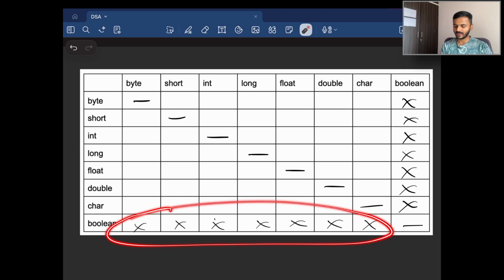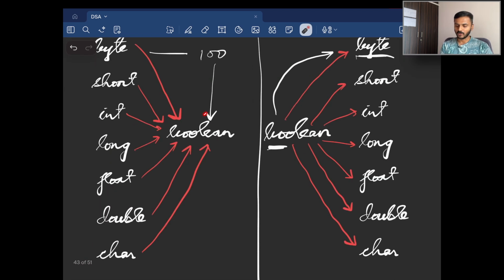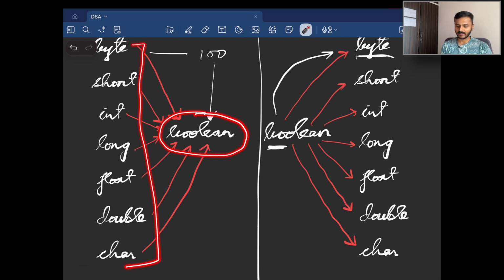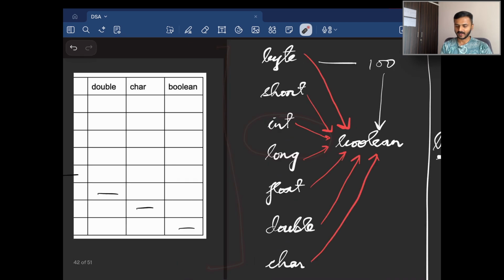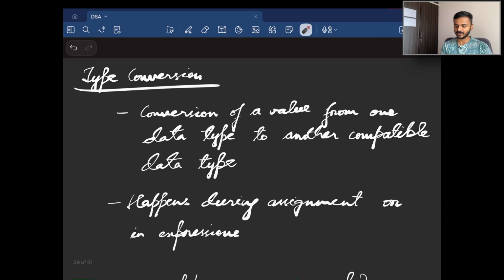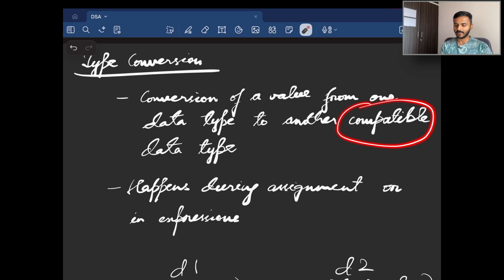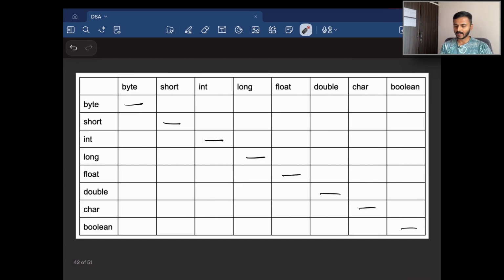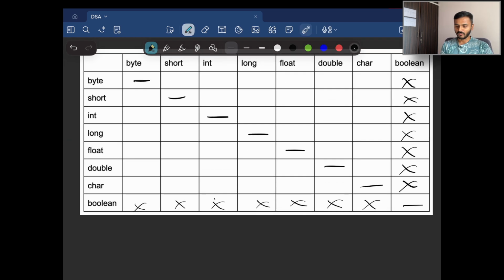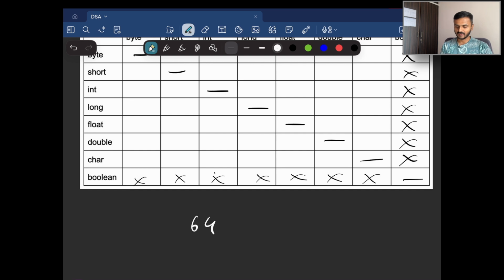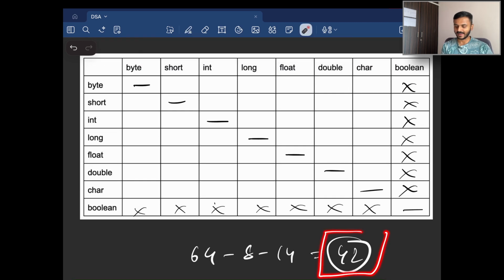And we have got 14 where the conversion is not possible. And it is not possible because boolean holds non-numeric values and all the other 7 data types hold numeric values. And if we come back to the definition of type conversion over here, this is what compatible means. So coming back to this table, over here we are left with 64 minus 8 minus 14 is equal to 42 pairs. So the 42 pairs that we are left with are the ones where conversion will take place.